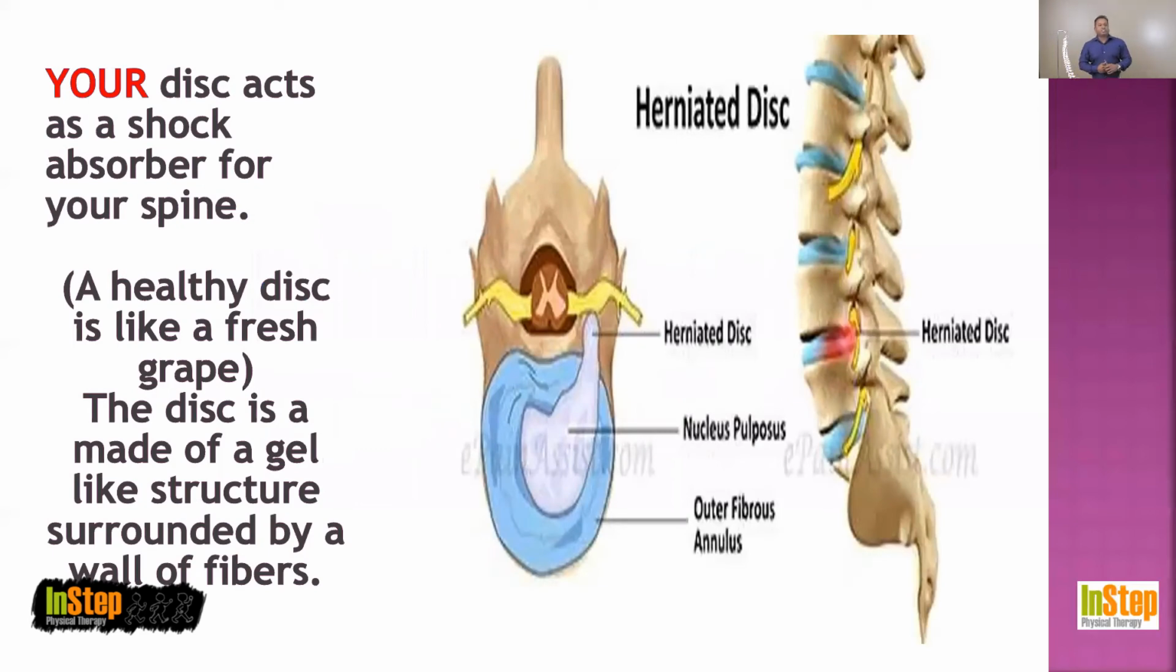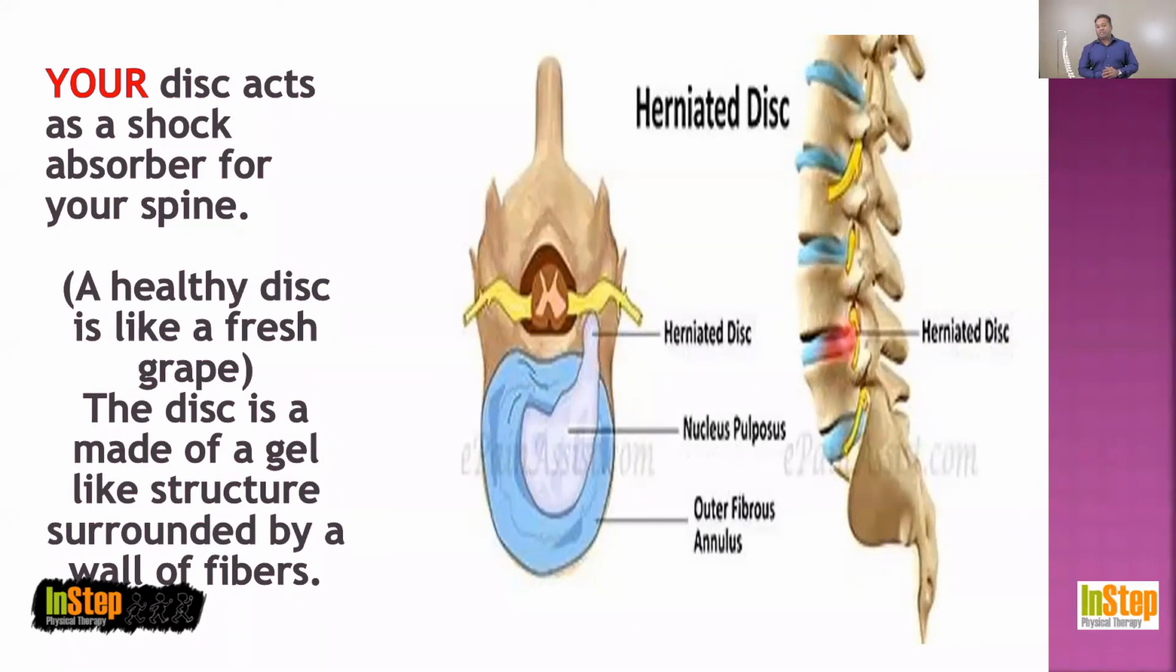Okay, your disc, what's the function of your disc, right? Your disc acts as like a shock absorber for your spine, just cushioning up the spine a little bit. It's like a fresh grape, that's how it looks like. And you have this center gel, it's called nucleus pulposus, and you have surrounding fibers. The fence is called annulus fibrosus. You can see in that picture here, nucleus pulposus is piercing through the annulus fibrosus and then coming out and putting the pressure on the nerve root there. That's the picture you're seeing there.